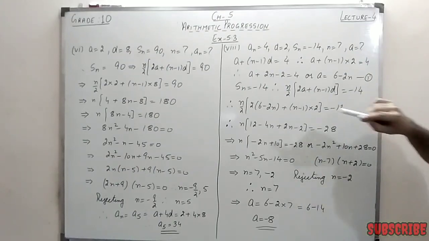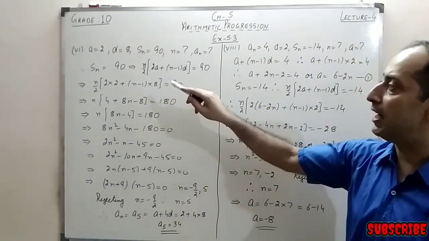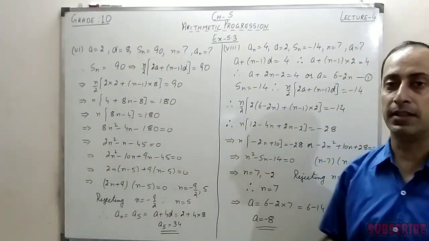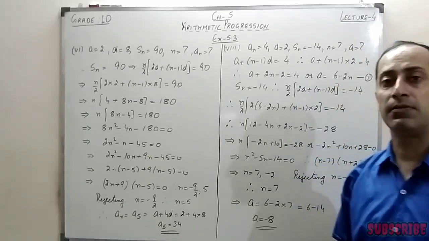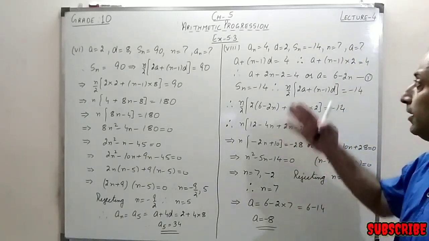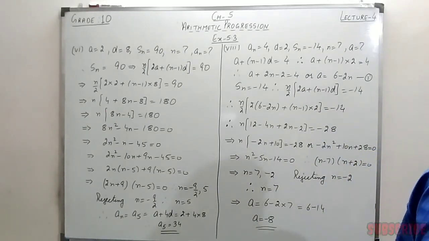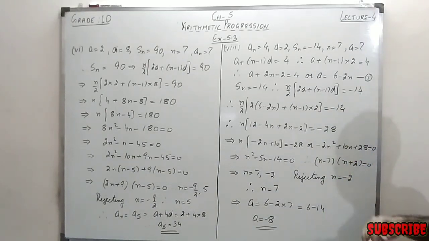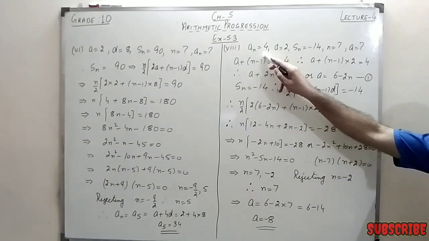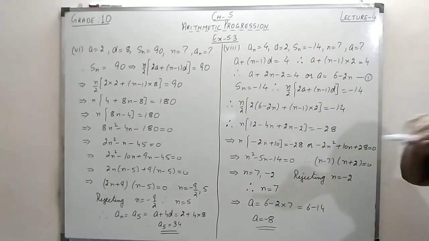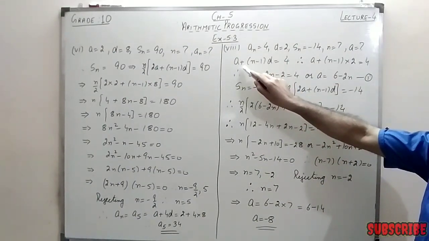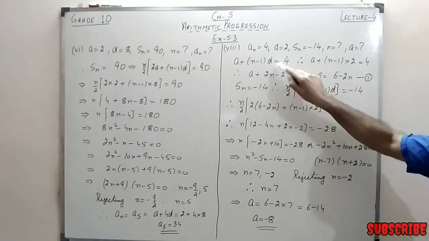Again, what do I do now? In the previous question I had only one relation, that is Sn. Now I have two relations here, one of an and the other of Sn, that is, the relation of the nth term and the sum of n terms of the AP. So I start with the nth term of an AP, an equals 4. I put the value: a plus n minus 1 into d equals 4.